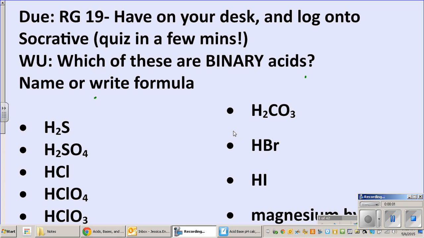Let's get this started. Okay, so reading guides are on your desk, yeah? Because I'm going to come check those. We probably looked through the chapter and tried to find binary acid and ternary acid, but a lot of that was probably from your memory.